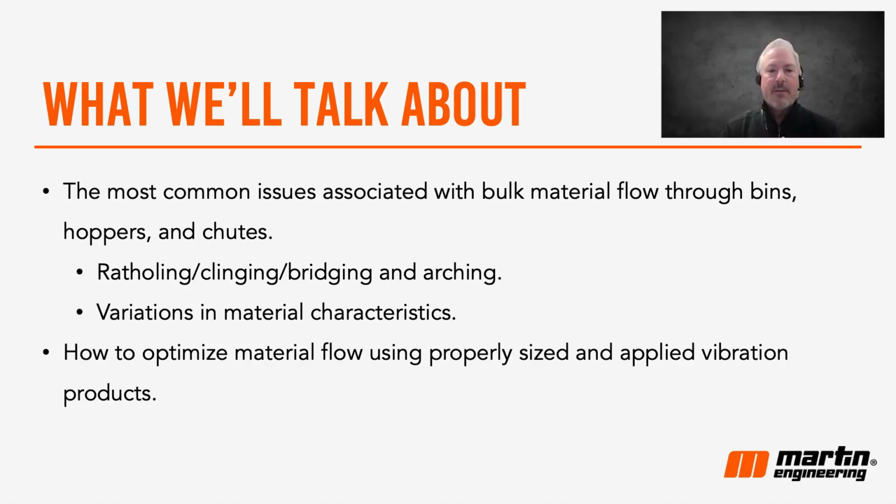We're going to talk today about the most common issues associated with bulk material flow through bins, hoppers, and chutes. Some of those are rat holing of material, clinging, bridging, and arching. And we'll also discuss some of the variations in material characteristics that contribute to those problems. And then we'll talk about how we optimize the material flow using properly sized and applied vibration products.